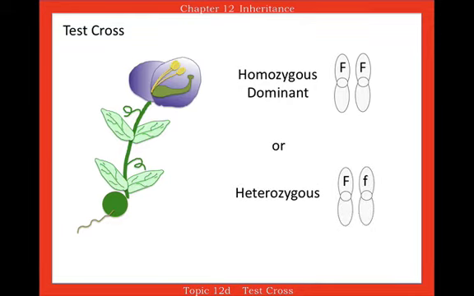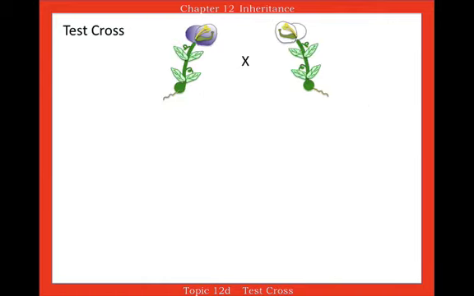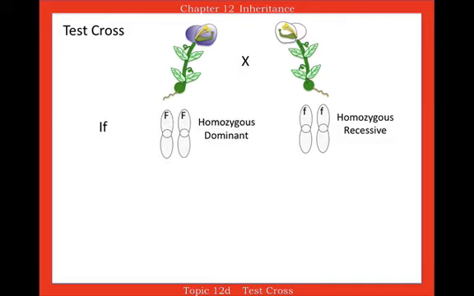In a test cross, this individual would be mated to one who is recessive for the trait of interest. So in this example, we will mate the purple flowered plant to a recessive white flowered. The advantage of using the recessive white flowered plant is we know that it's homozygous recessive. So since we know this, we can begin to make predictions.